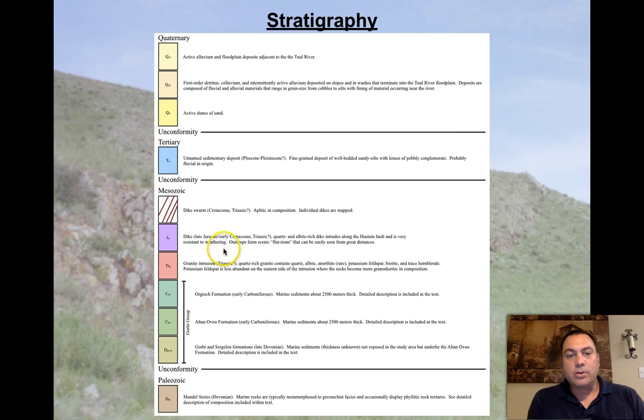Just know that it's younger than, I believe, the granite. We have a dike swarm that we think is Cretaceous, but it could also be Triassic. It's aplitic in composition. And aside from that, we have a huge unconformity all the way to the late Tertiary, and then, of course, the Quaternary sediments on top.